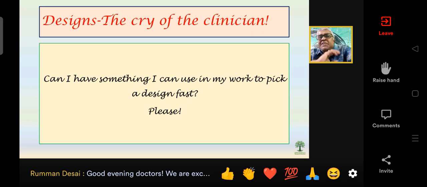So, as a clinician, the key aspect is, can I have something I can use in my work to pick a design fast? I'm saying this problem, I feel like I want to study it. What design should I pick? And that's the first step. What design should I pick? So, can I have something that I can use in my work to pick a design fast? And let's try to see if we can do that.